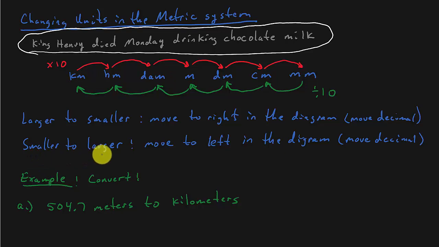Well, if we're going to go from a smaller to a larger unit, that means we move left in the diagram. We move the decimal to the left. If we were going to go from centimeter to, say, hectometer, then we would move the decimal 1, 2, 3, 4 places to the left to convert it. When we're moving to the right, we're multiplying by 10 each time we move it, and if we move to the left, we're dividing by 10 each time we move it.